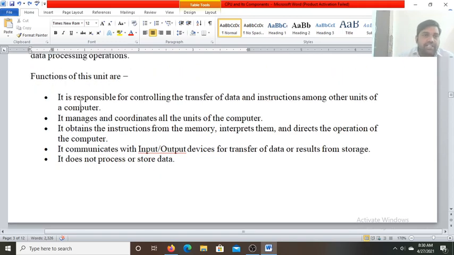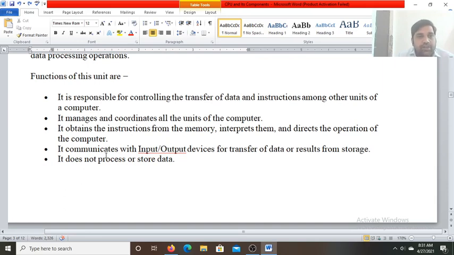Functions of this unit. It is responsible for controlling the transfer of data. The control unit controls the transfer of data and instructions among the other units of a computer, meaning between the ALU and the memory unit. It manages and coordinates all the units of the computer. It obtains the instructions from the memory, interprets them, and directs the operation of the computer.